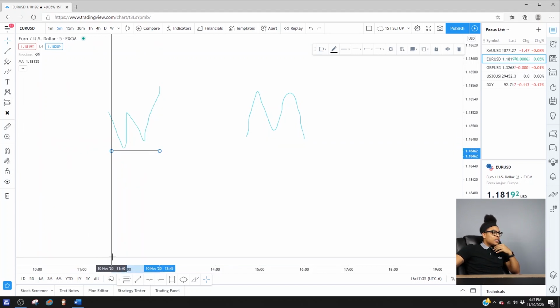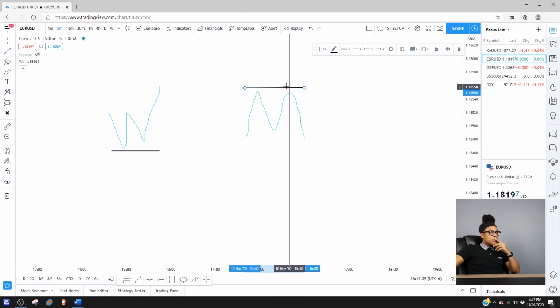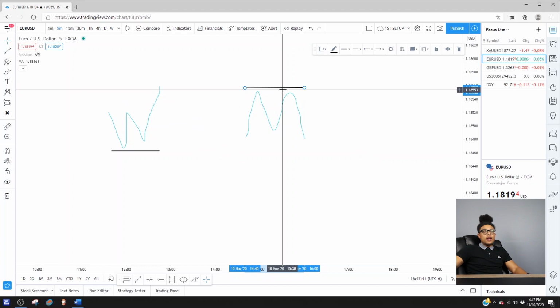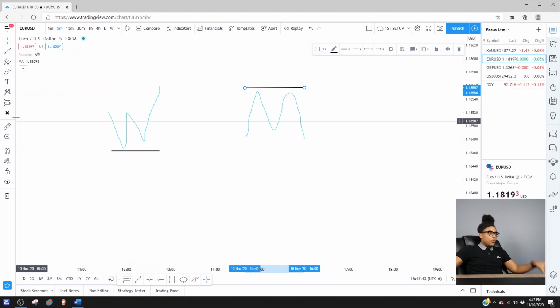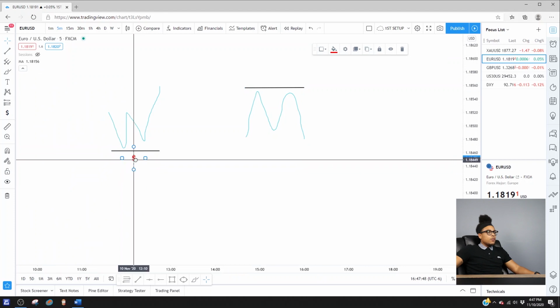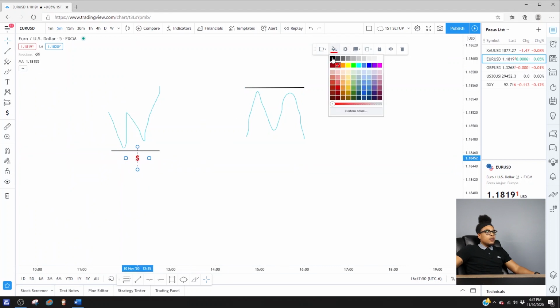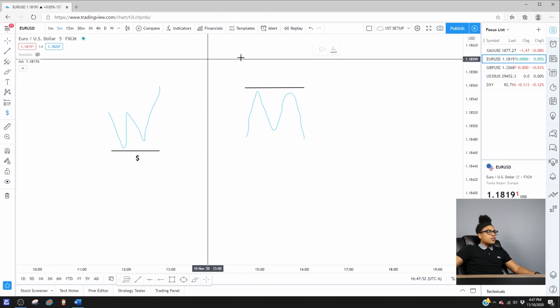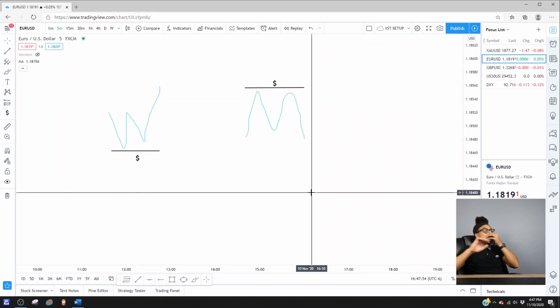So let's look at the double top. Same thing. The liquidity is right there. I just put a line for my liquidity. A lot of people do this, putting a little money sign right there. I do that sometimes, I don't do it all the time. But that just lets you know that there's money under there.